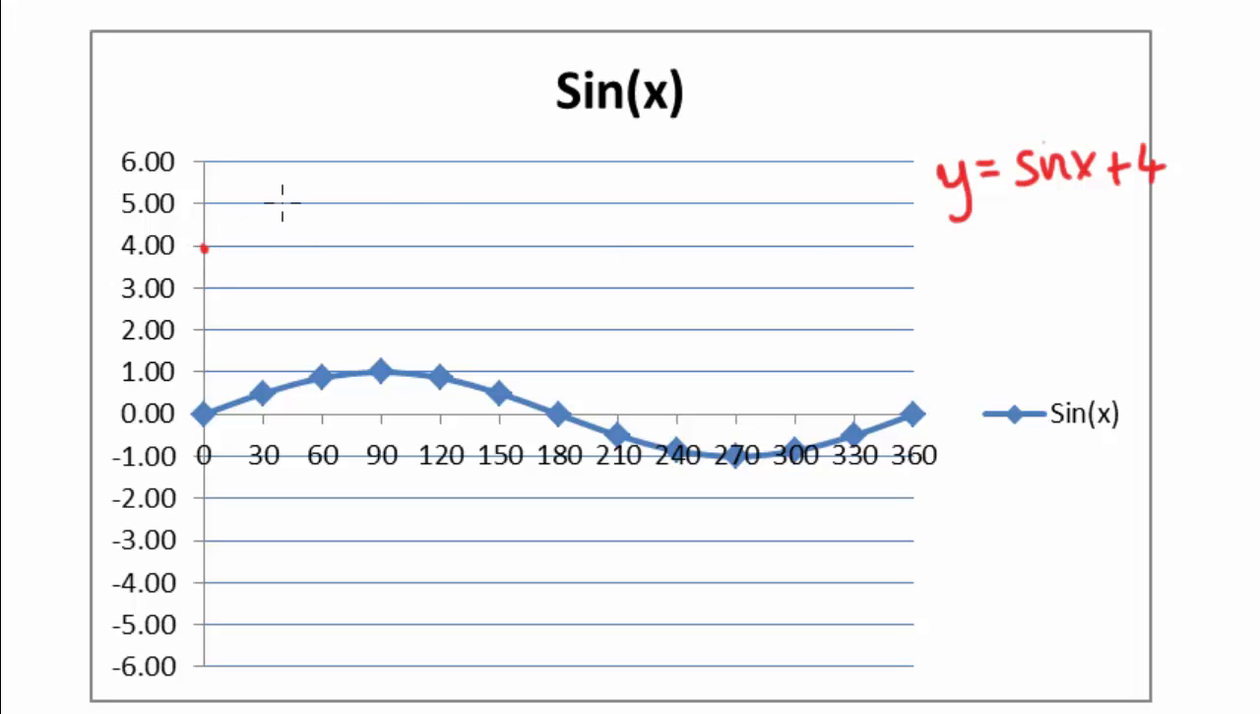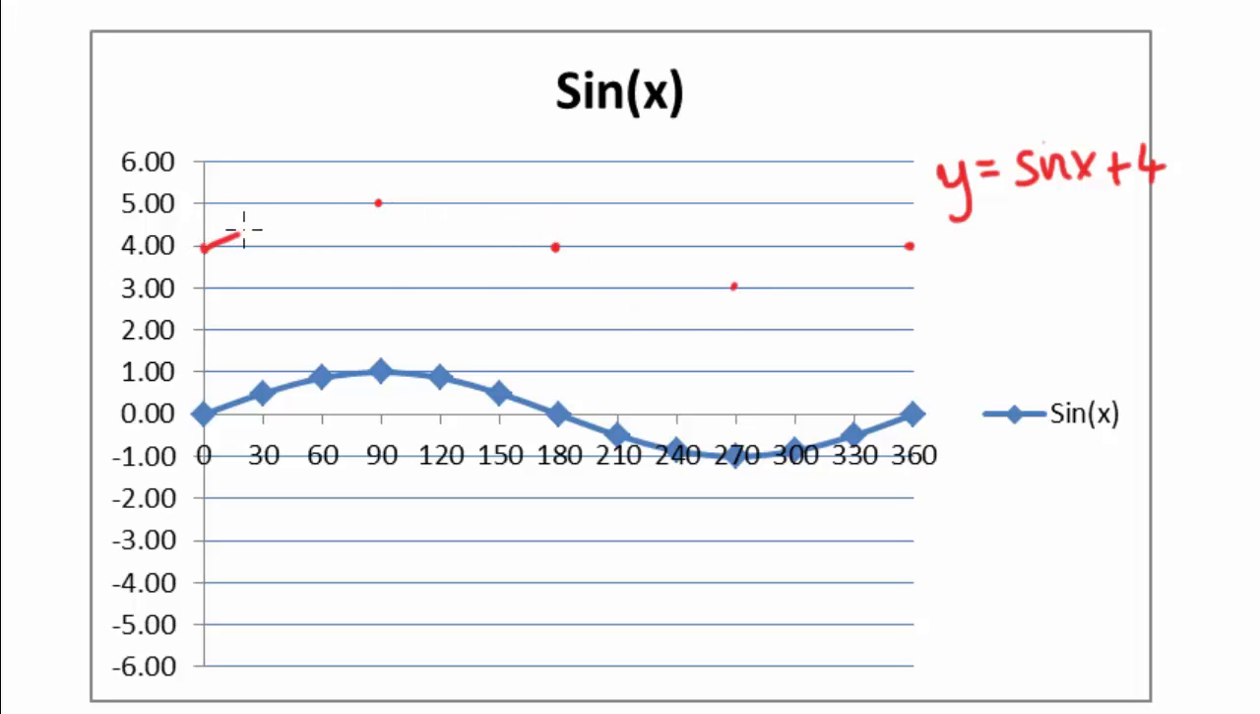Now it follows the exact same shape as sine x, so by 90 it actually reaches 5 because it's still got an amplitude of 1. It'll then cross back at 4 at 180, and then it'll reach 3, and then it'll go back to 4 at 360. So again, it's still got an amplitude of 1, right? So it goes plus 1 to reach the maximum, minus 1 to reach the minimum.